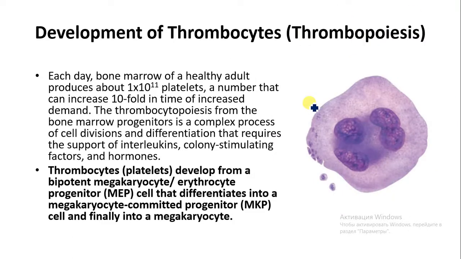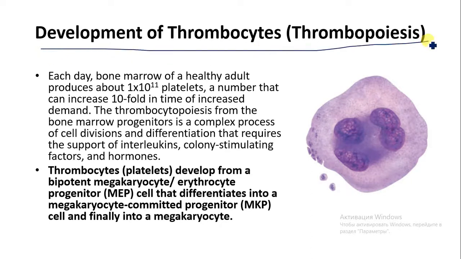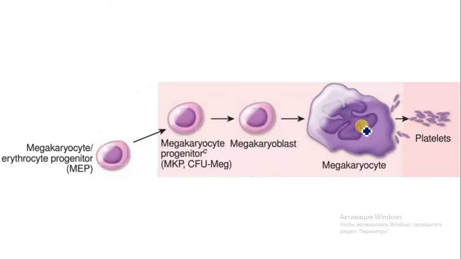Next point is development of thrombocytes, thrombopoiesis. You remember that I said megakaryocyte erythrocyte progenitor is responsible for formation of both erythrocytes and platelets. And megakaryocyte is like a progenitor cell for thrombocytes. But I said to you that platelets or thrombocytes are not actually cells. They are just fragments of cells. In the previous lecture I spoke about it. So let's talk about how it goes.